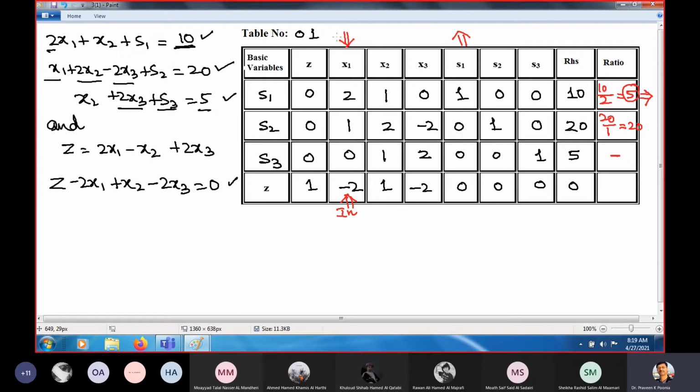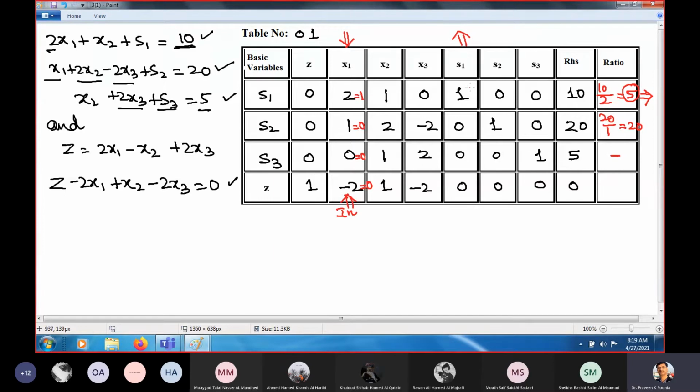Now for the next step, what is this? You can see here 1 0 0 0 0. Same to same you need to create here. So what you need to do? You need to change this into 1, this into 0, this into 0, and this into 0. This is the way we will create another table.